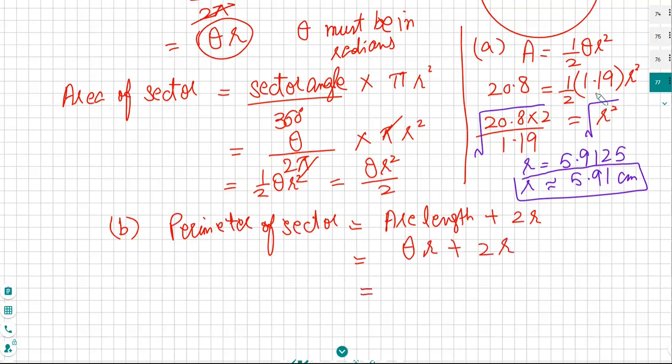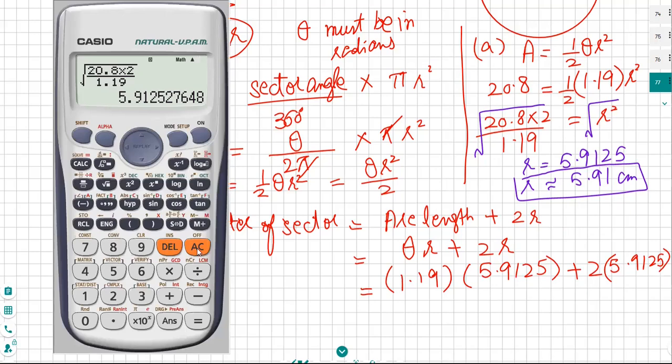What is theta? Theta is 1.19, right? And r is 5.9125, plus 2 times. I'm taking the value that has more significant figures for the accuracy. So 5.9125, right? Now you can calculate this, and even I can use the calculator value as well. 1.19 times answer, then plus 2 times answer, right?